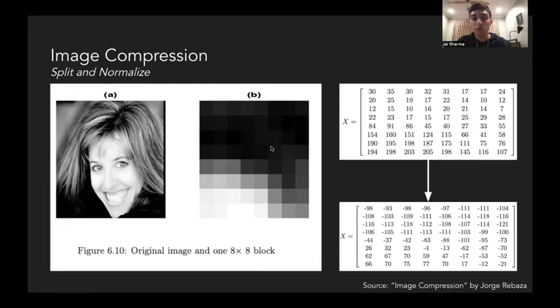8x8 blocks within this image, right? And so these are the pixel values. This is the matrix that corresponds to this image right here. And then what you're going to do is normalize this by subtracting 128, which is 256 divided by 2. So it's 30 minus 128 is negative 98, for example. And this is the input that we'll now be working with.